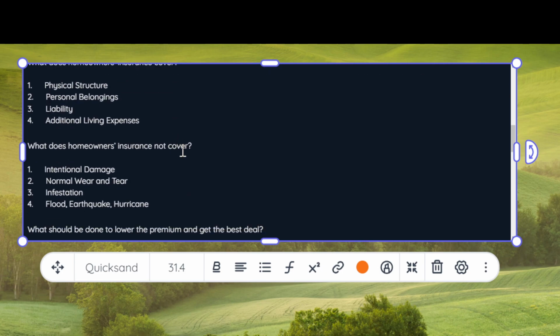What all does a homeowner's insurance not cover, right? Any intentional damage. So you break your wall and then you go to the insurance company and say, see, I need a payment for this. It won't be approved.